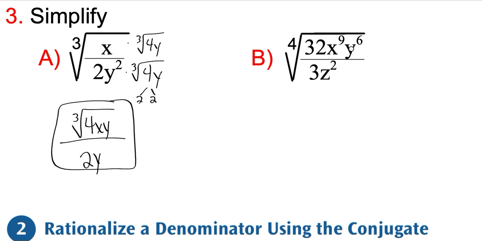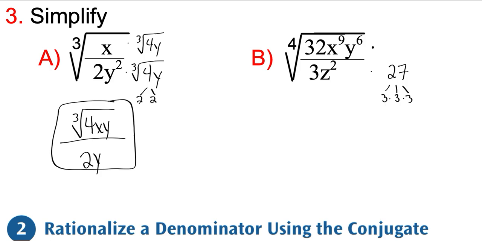For b, sometimes you look to see if you can simplify this stuff first. Well, 32 is even, 3 is odd, so we can't really do anything. So we have to rationalize right away. So you gotta ask yourself, how many more of a number do we need? Now this is a fourth root, so we need 4 of a number. So we need 4 3's. There's 1 there, we need 3 more. So you're gonna need 27.